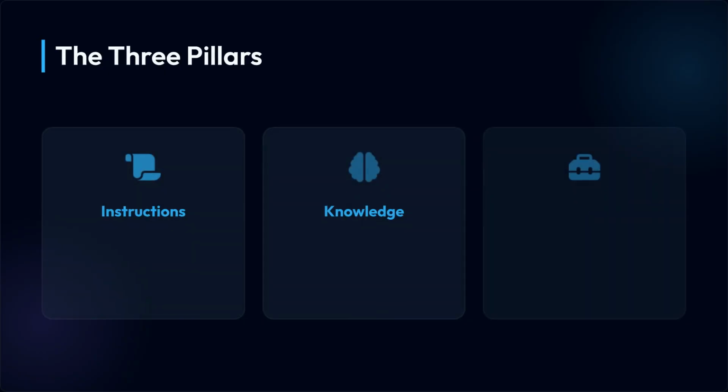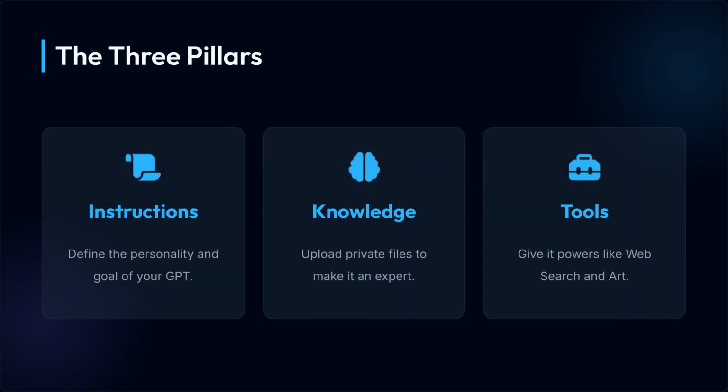Building a GPT relies on 3 pillars: instructions, knowledge, and tools. Instructions define the personality and goal. Knowledge involves uploading private files to make it an expert. Tools grant powers like web search and art.